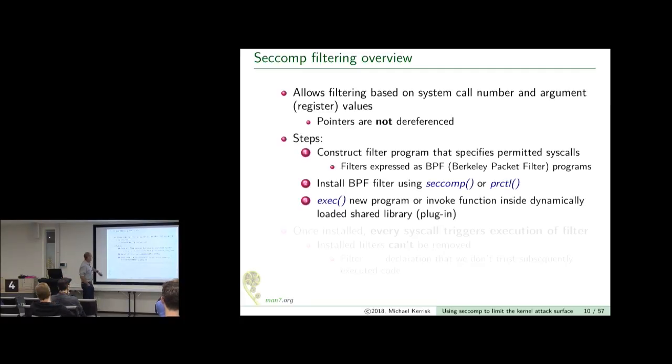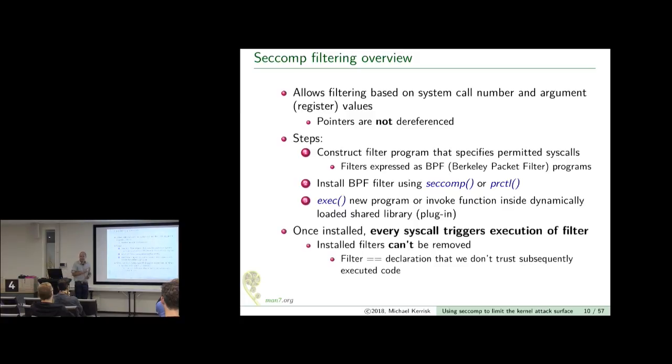Now, how do we do this? The first thing we do is we construct a filter program, which is basically just some binary instructions inside our C program or whatever else. This filter program is expressed in a certain kind of syntax called Berkeley packet filter syntax. I'll come back to that and look at it in more detail in a moment. Then you install the filter into the kernel using either the Seccomp or the PRCTL system call, and then you execute some code that you don't necessarily trust. Okay, you exec a new program, or perhaps you've dynamically loaded a shared library, in other words, some sort of plugin functionality, and you are going to now execute some code out of that plugin.